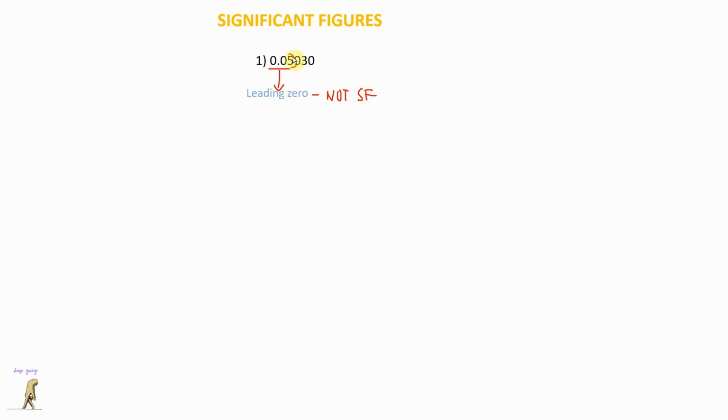This part here, which is the 5, is what we call non-zero. There are 1, 2, 3 non-zero numbers, of course. And then this part, as we can see, the 0 here is what we call an in-between 0. And then 3, again, is non-zero. This in-between and non-zero is considered as significant figures. Lastly, the last 0 here is what we call a trailing 0. It is also considered as significant figures.